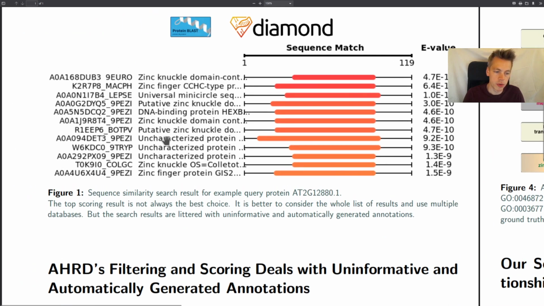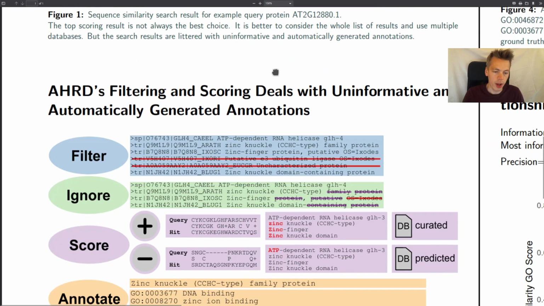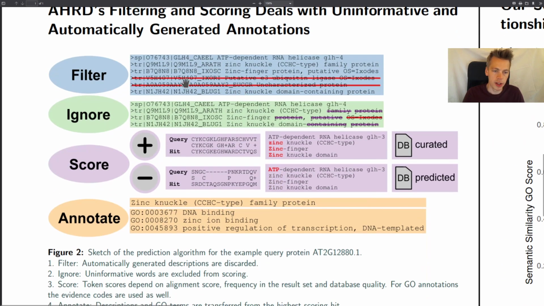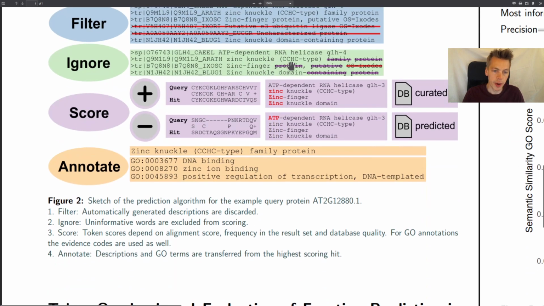So here in the description you see "uncharacterized protein." You don't want to annotate that. So AHRD has a solution for that. It filters out these descriptions. It also ignores words that are very common to descriptions in general, and scores the descriptions based on alignment quality, the frequency of the interesting words in the descriptions, and because AHRD can use multiple databases, we also distinguish between databases where we have a high confidence and a low confidence.